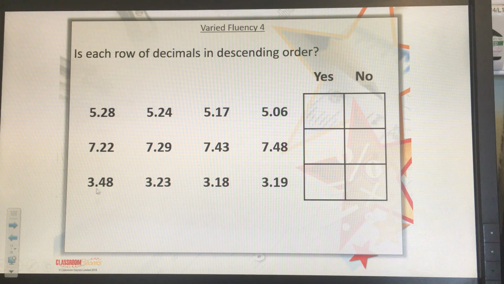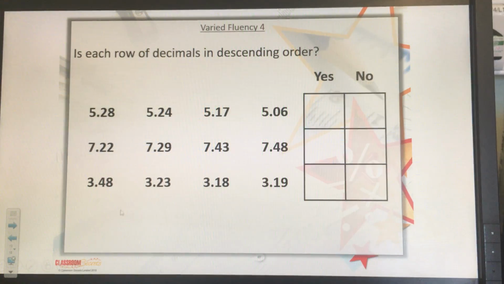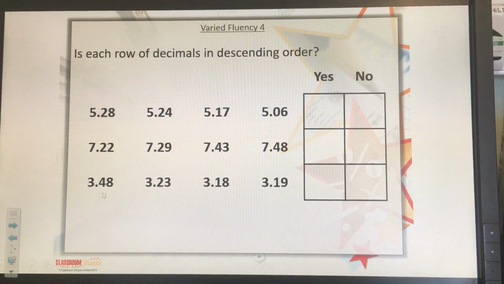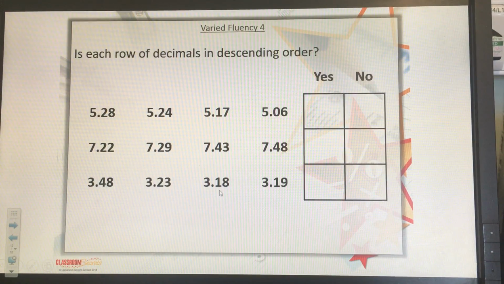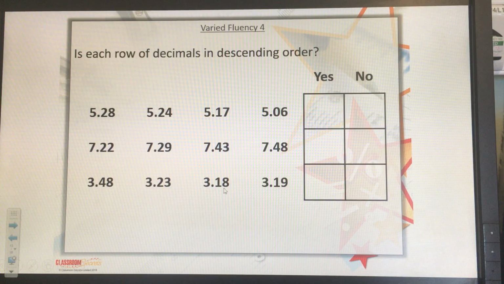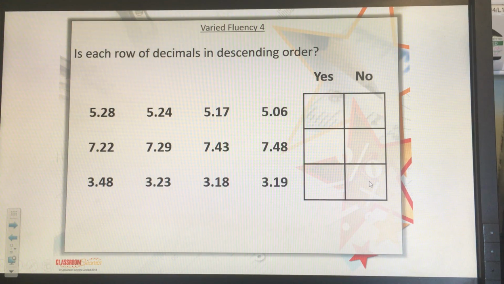For this one, we have 3.48, 3.23, 3.18, 3.19. This is not in descending order. Although we go from largest to smallest here, this is not in the correct order, because 3.19 is larger than 3.18. That's because it's got an extra hundredth. So no, this one is not in descending order. Now let's check our answers.